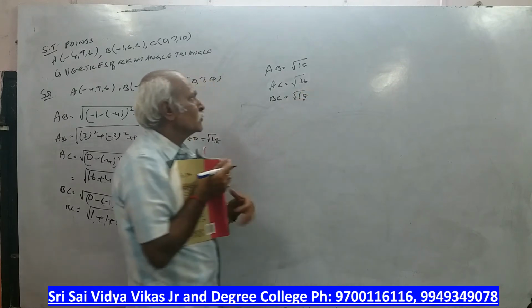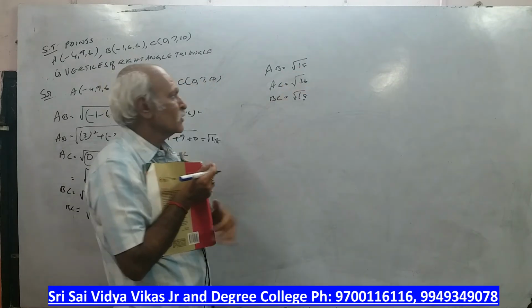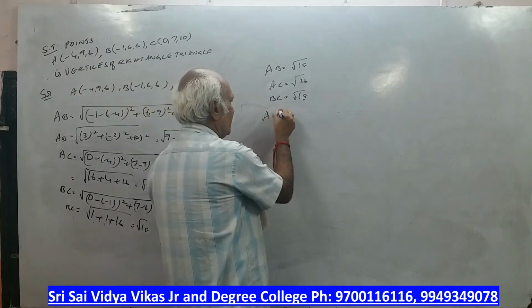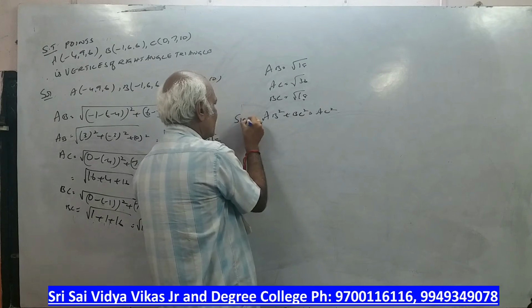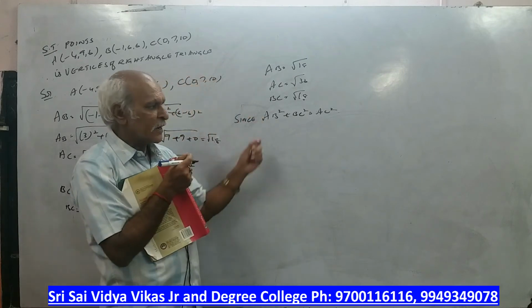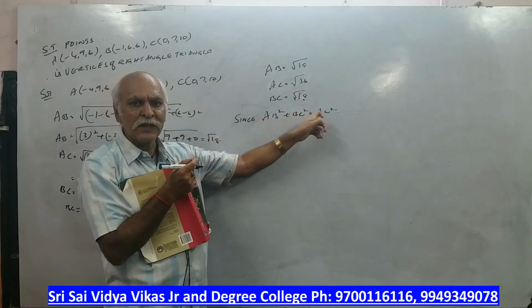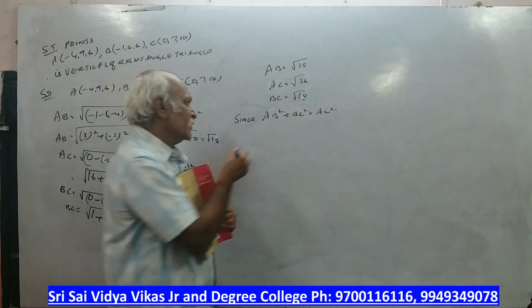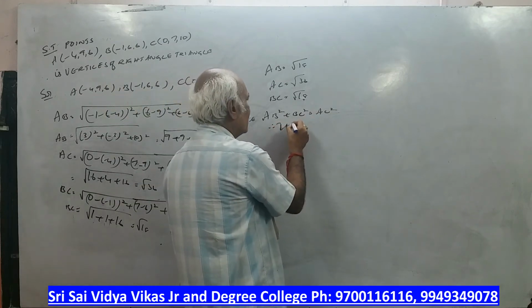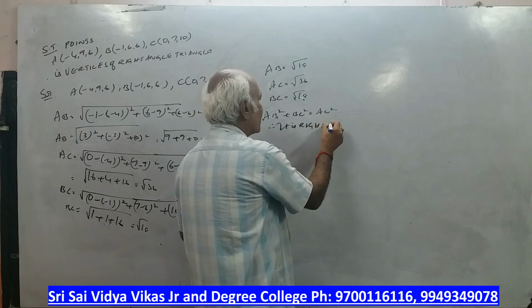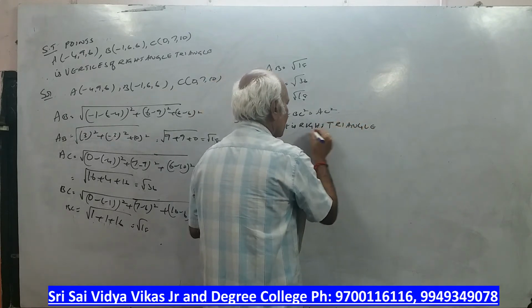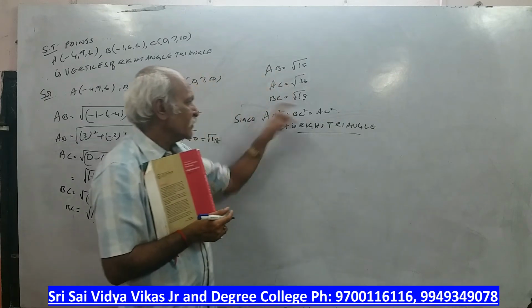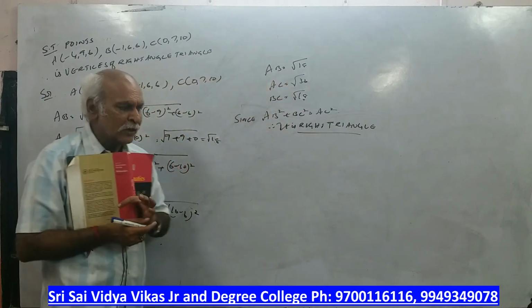Okay, if there is no square roots, 18 plus 18 is 36. So we have to write here AB square plus BC square is equal to AC square. Since you know what is a right angle triangle? Sum of the squares of two sides should be equivalent to the square of the third side. Therefore, it is a right angle triangle. Okay, if it is not equal, it is not a right angle triangle. Okay, note down this.